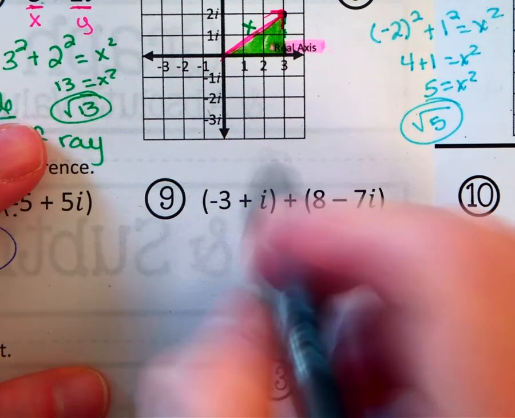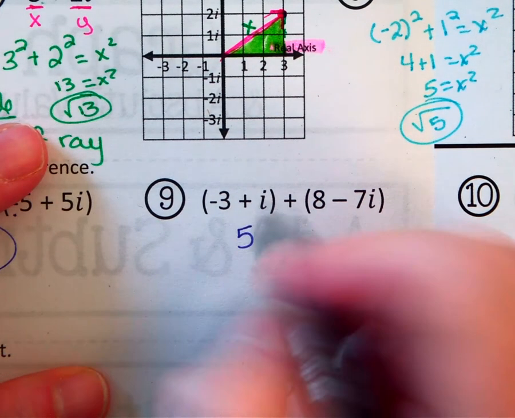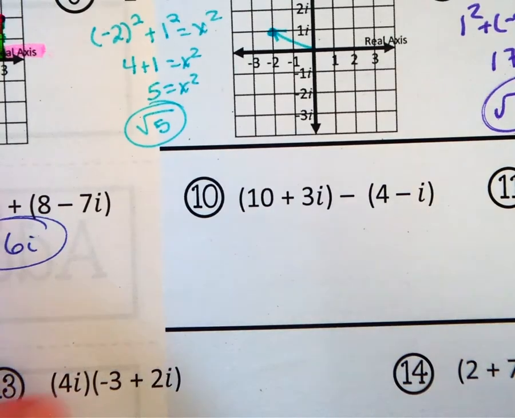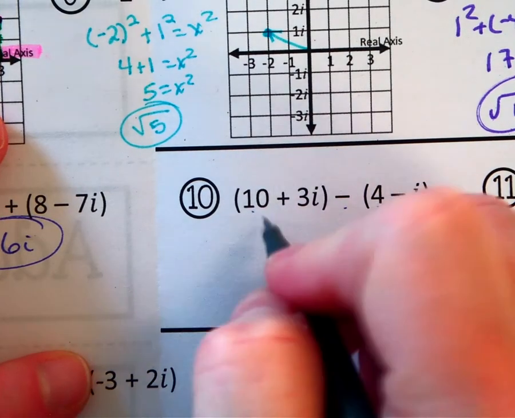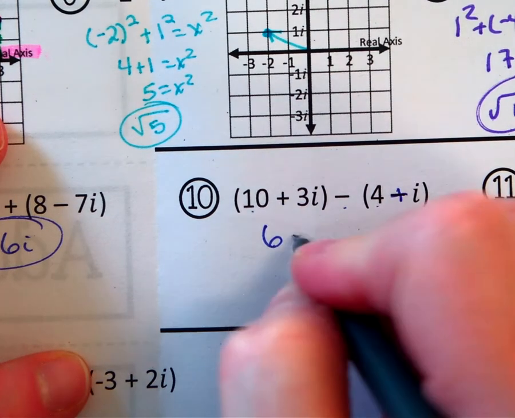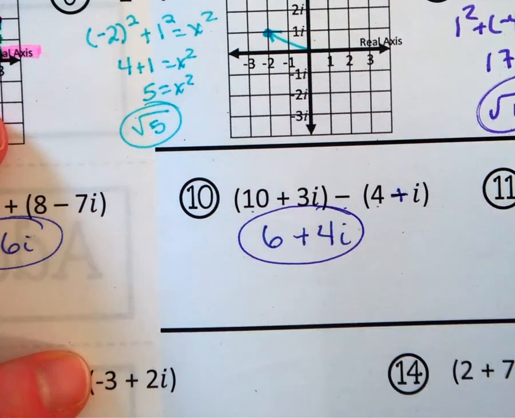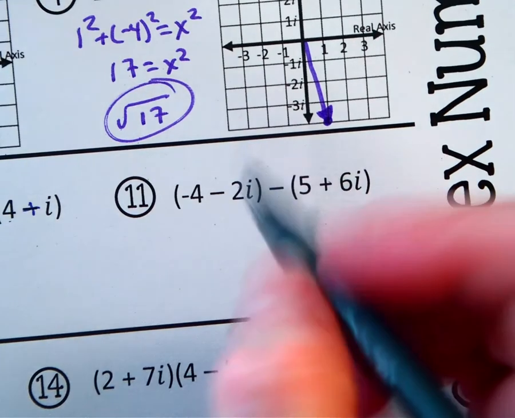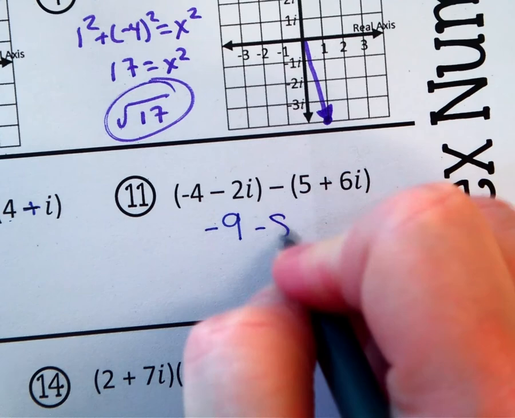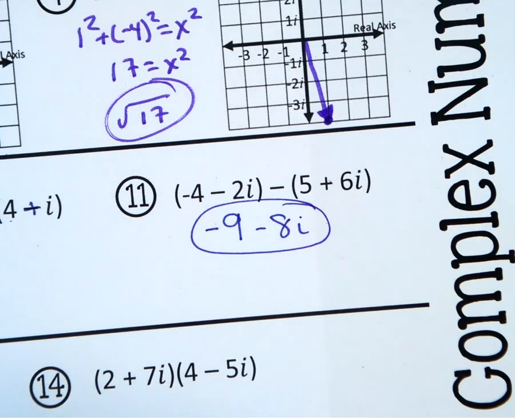Next one, negative 3 plus 8 is going to give me a 5. i plus negative 7i gives me negative 6i. Bam. Done. Here I'm subtracting, so 10 minus 4 gives me a 6. When I subtract negative i, that means I'm really going to add it, so 3i plus 1i gives me 4i. And then negative 4 minus 5 gives me negative 9. 2i minus 6i gives me negative 8i. So you add the numbers in front, and then you combine your imaginary numbers.